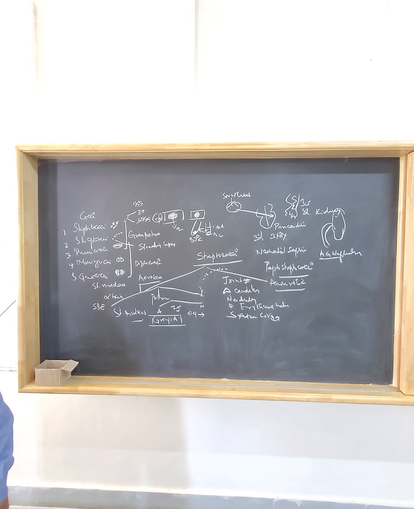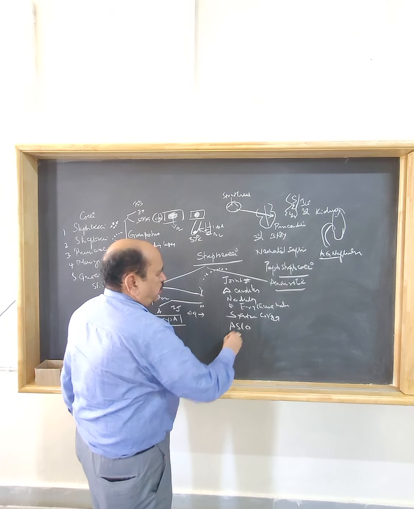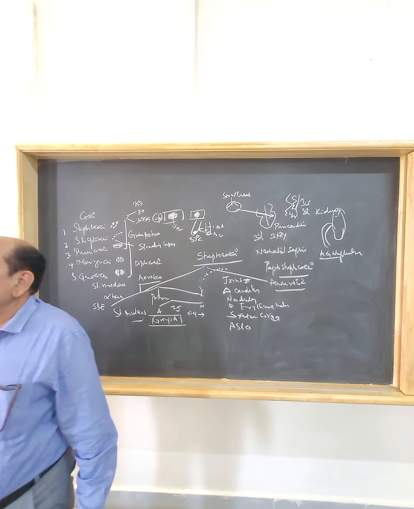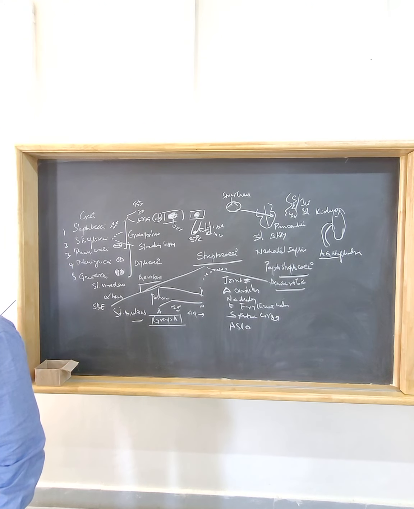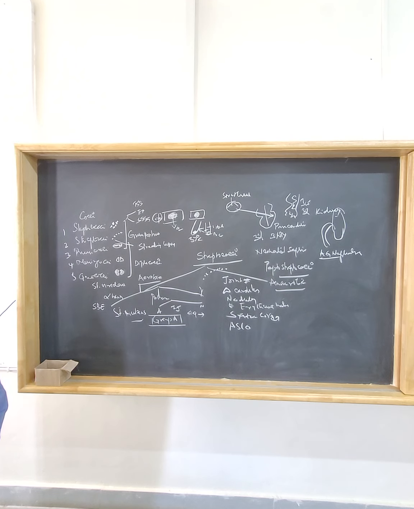They'll teach you how to diagnose a case of rheumatic fever. When you go to the ASLO titer, we'll tell you what the ASLO titer is. ASLO titer is anti-streptolysin O titer. It is a latex agglutination test done for the diagnosis of rheumatic fever as well as glomerulonephritis. It suggests that the person has been infected by streptococci in the recent past.